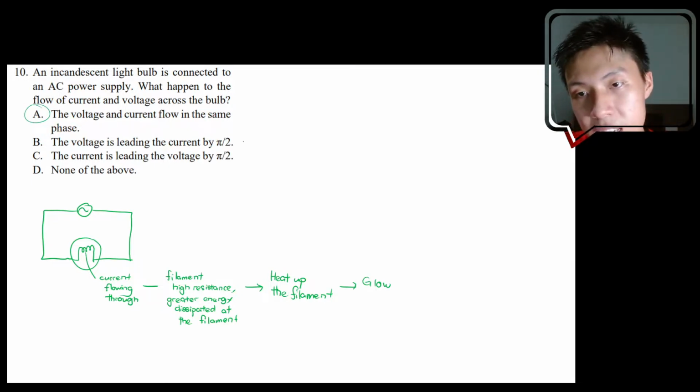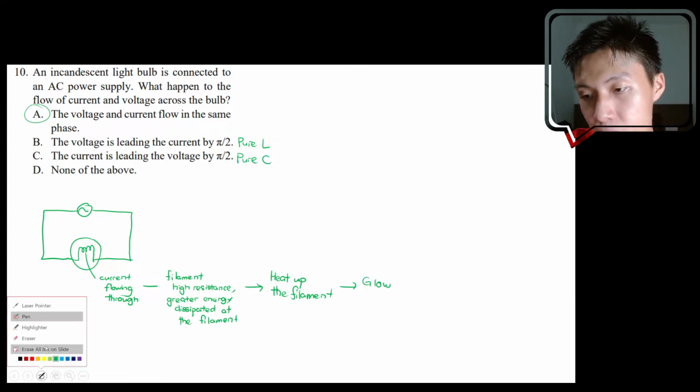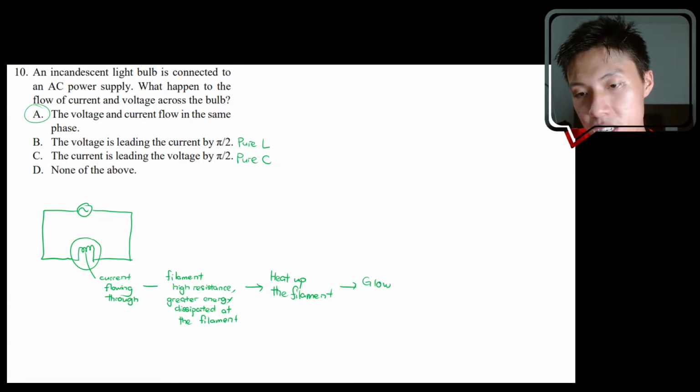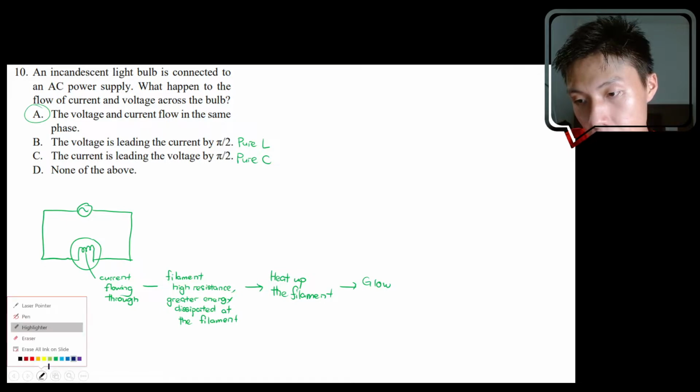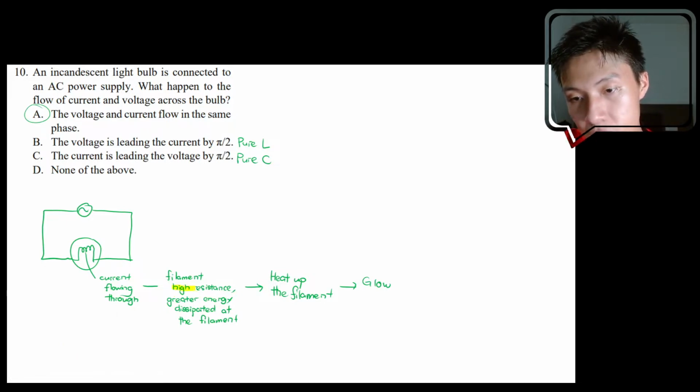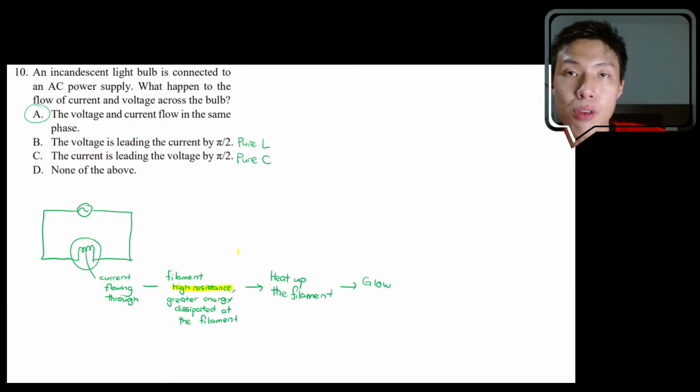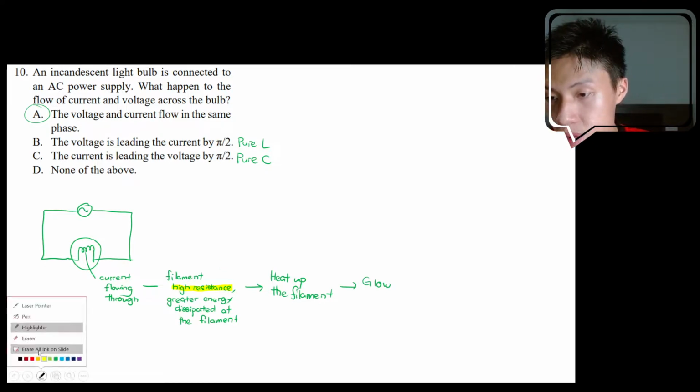If voltage is leading the current, then this is pure L. If current is leading the voltage, that means voltage is lagging behind, and this is pure C. But we have mentioned just now, the main thing is the filament has high resistance. So the resistive property is the main issue over here. The resistive property, high resistance. That's why I think of it as a pure R circuit. Okay, so let's move on to the next question.